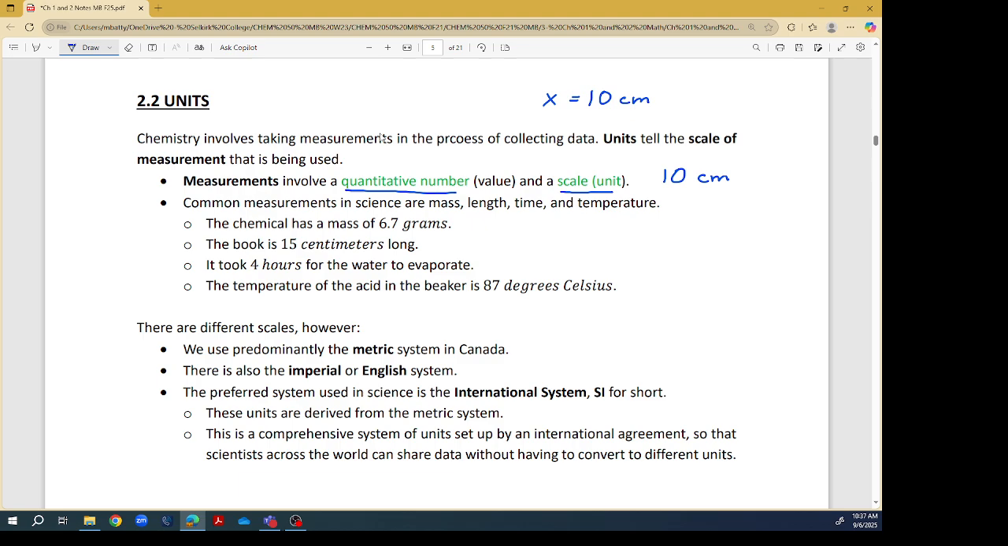So this is the quantitative number, the value. That's the magnitude of the thing. And then the units behind those letters are the scale of it. And so examples that are common in science would be grams, so 6.7 grams, 15 centimeters, 4 hours, 87 degrees Celsius. And so these ones are written out in words, but we often just have a letter that represents those units.